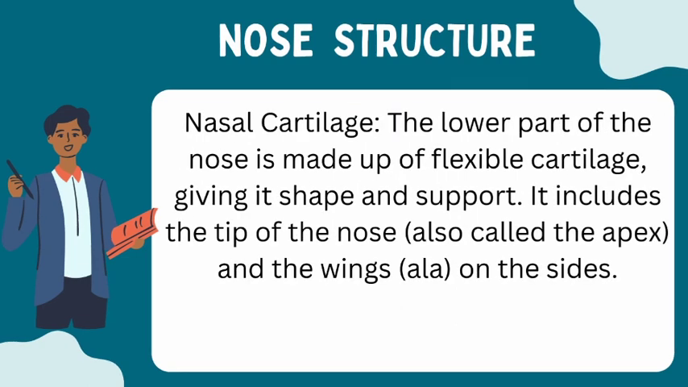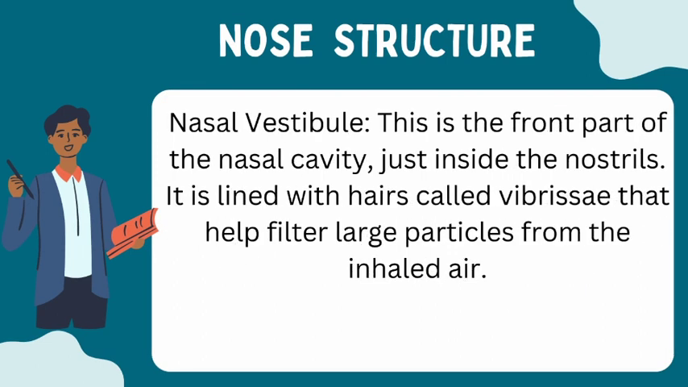Third, nasal cartilage. The lower part of the nose is made up of flexible cartilage, giving it shape and support. It includes the tip of the nose, also called the apex, and the wings, ala, on the sides. Fourth, nasal vestibule. This is the front part of the nasal cavity, just inside the nostrils. It is lined with hairs called vibrissae that help filter large particles from the inhaled air.